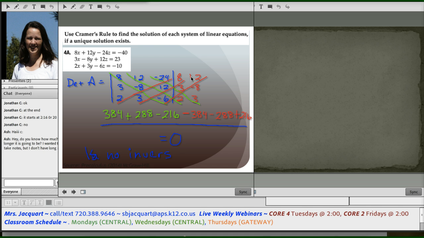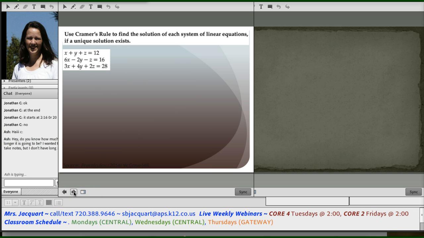So I actually can't find the determinant. Cool. Let's work another problem where we can. So let's use Cramer's rule to figure this one out. So let's do the determinant.